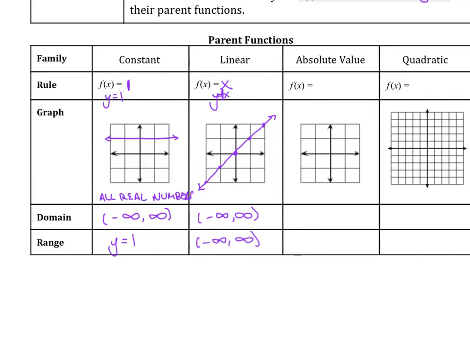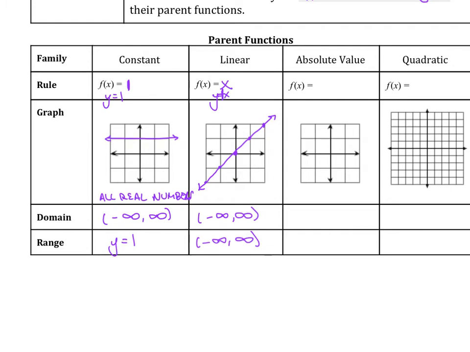Another thing to think about when listing domain and range is that it's always least to greatest. So the least is always going to be negative infinity, and the greatest will be positive infinity. And these also could be numbers. I know it's probably been a while since you've talked about functions and domain and range, so we'll talk about that throughout the year.